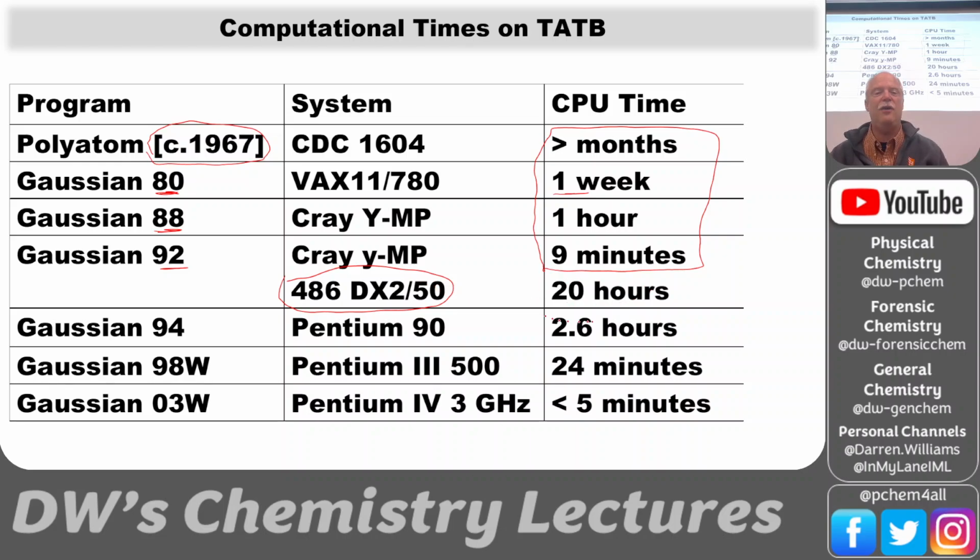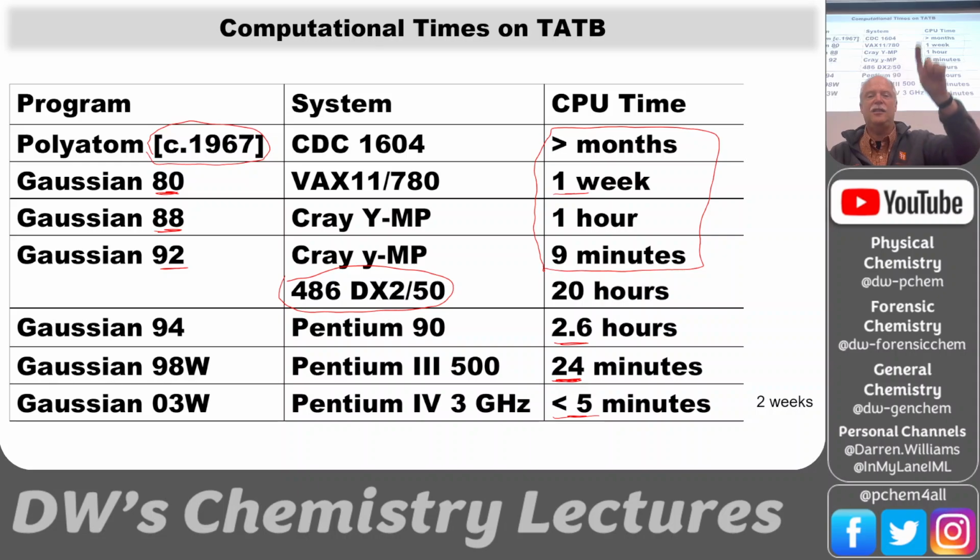But it took 20 hours to do this calculation. Then I got a Pentium 90 and it took 2.6 hours. And then I got a Pentium 3 500 megahertz and it took 24 minutes. And then now we're at the Pentium 5 3 gigahertz machine. It took less than 5 minutes. Then I told you in that summertime I had a job that took over 2 weeks.